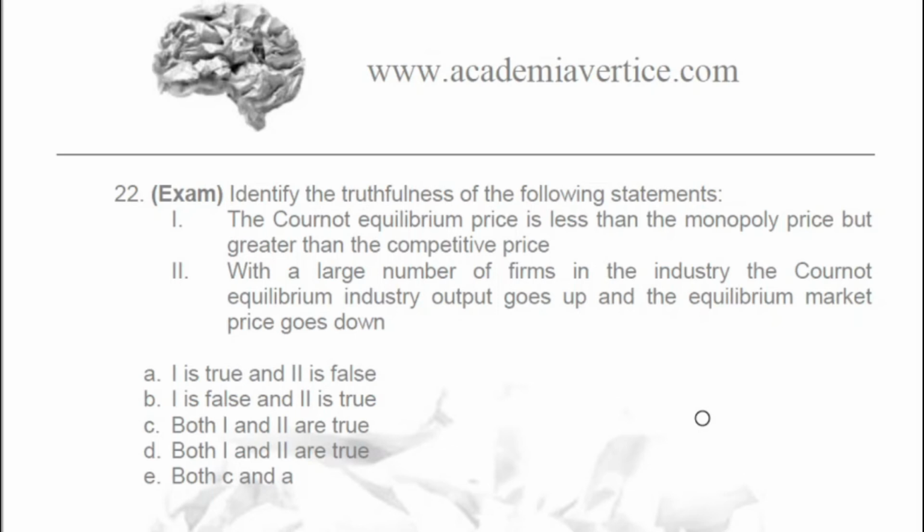Of course, this is very clear. With a large number of firms in the industry, the equilibrium industry output goes up and the equilibrium market price goes down. Well, of course, it's true, because the more firms there are, the more we approximate perfect competition. So, if I don't remember badly, both were true, yeah?